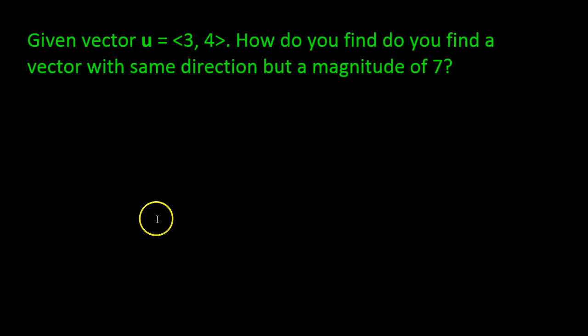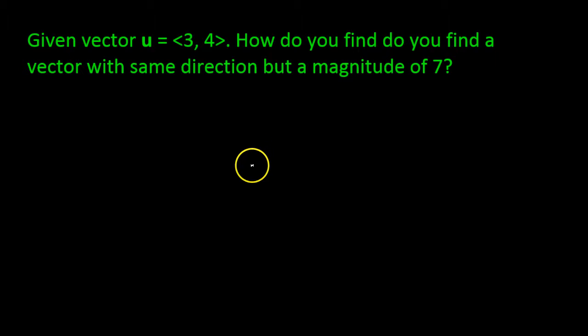In this video, we will learn how to answer questions like this. Given vector u, which equals 3, 4, how do you find a vector with the same direction but a magnitude of 7? Now, frankly, the problems we've been doing so far have seemed a little bit easy, and we've done them over and over again. But out of nowhere, we run into this question, which just might blow your mind!